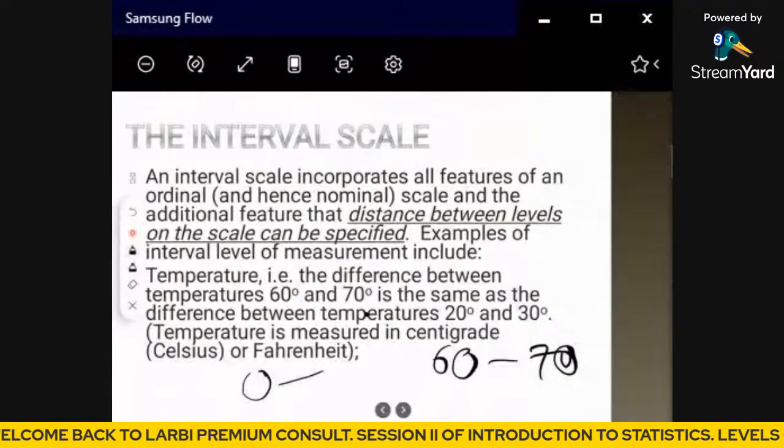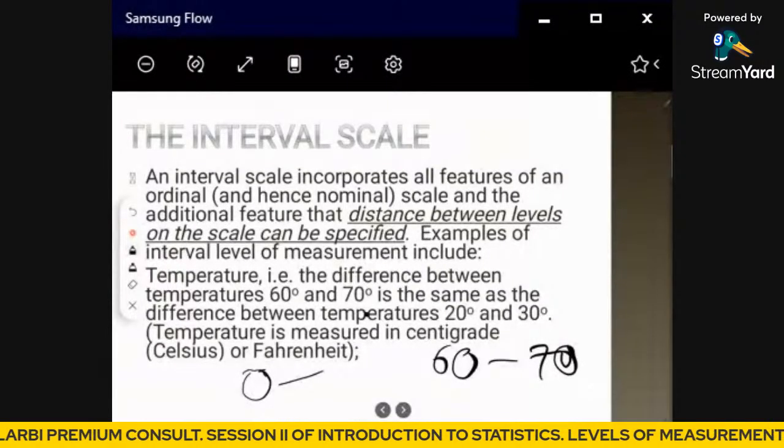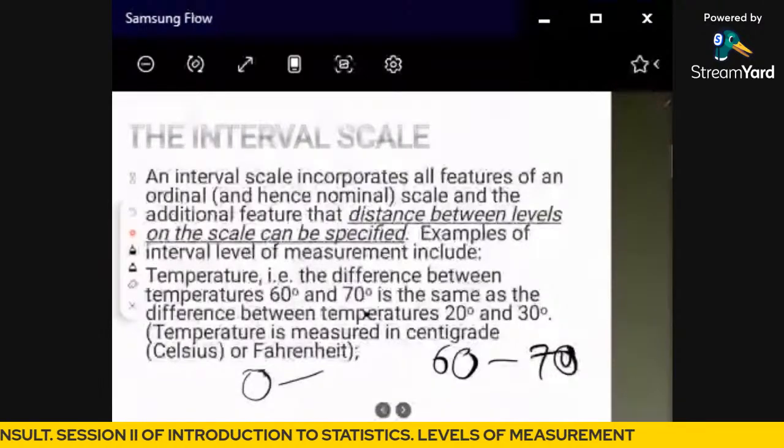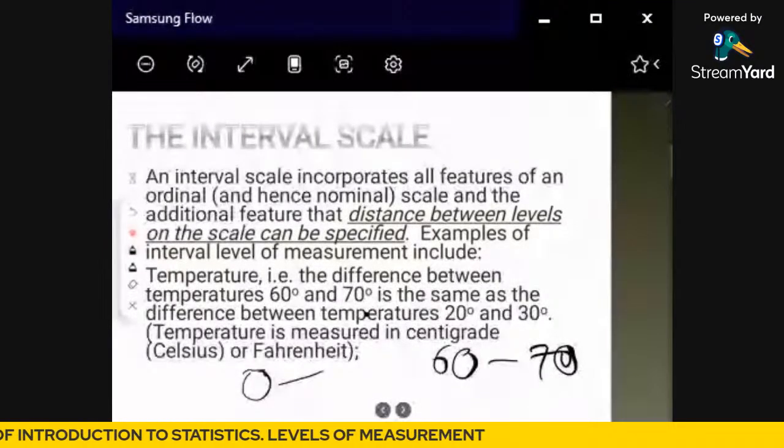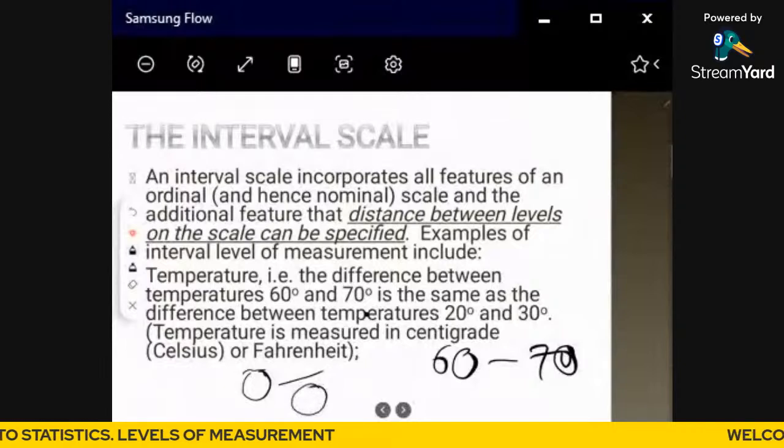And there is no starting point that should have been 0 and end at another. So what I'm trying to tell you is that when it comes to the interval scale, there is no 0 point that we can locate between sets of data.